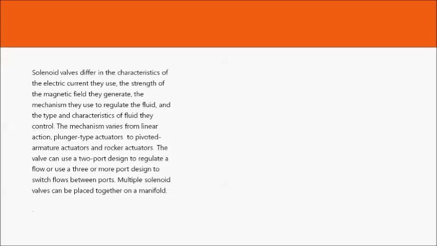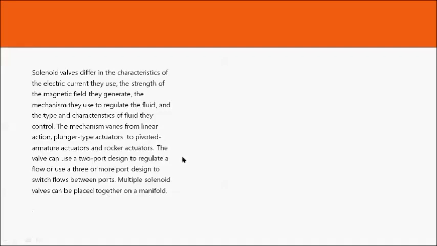Next, there are also designs where multiple solenoid valves can be placed together on a manifold. For example, in an industry that is too large, or a big plant where we need to control many flows, that's why we will use many switches and multiple solenoid valves. Multiple solenoid valves can be placed together on a manifold.